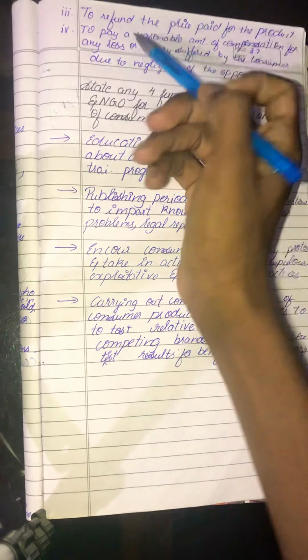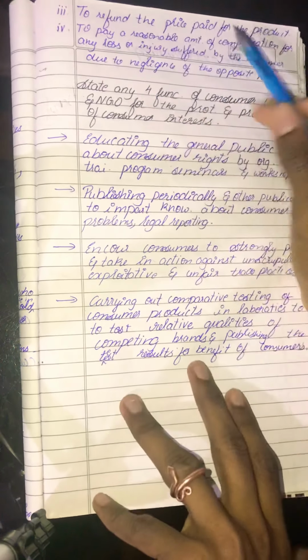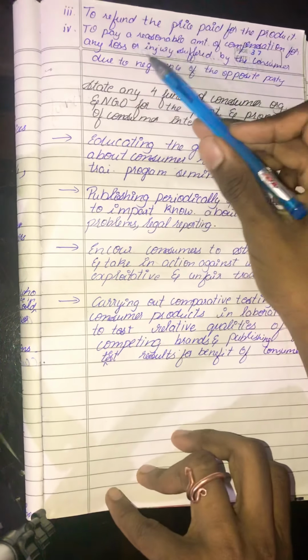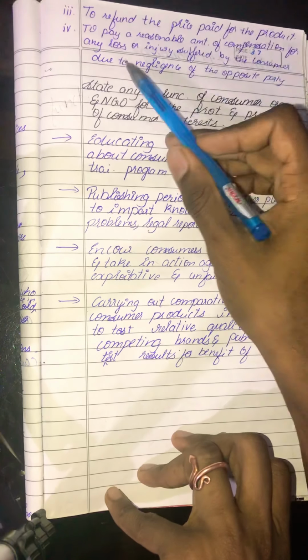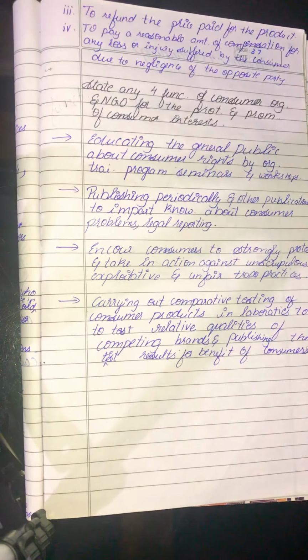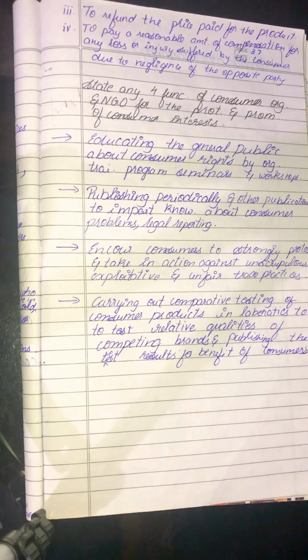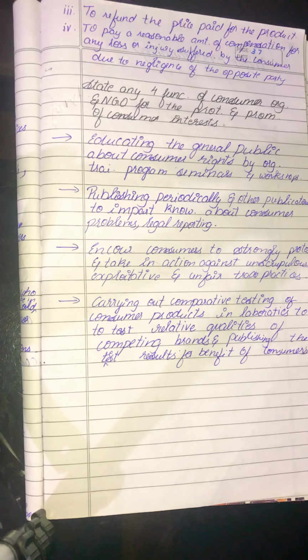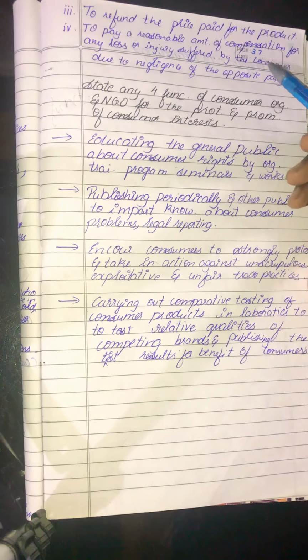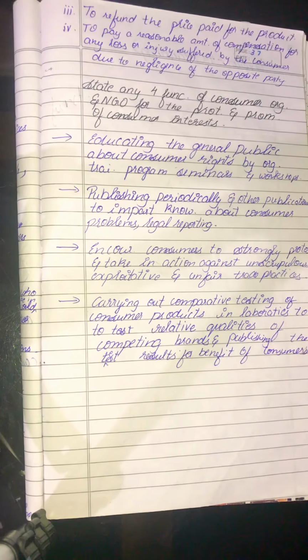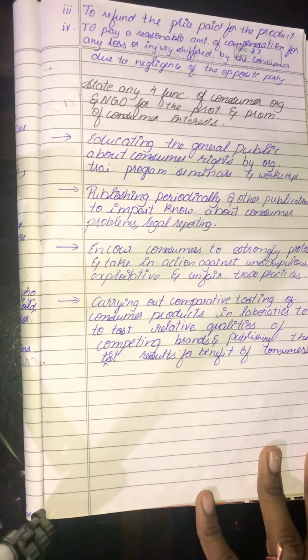And the last important thing is to pay a reasonable amount of compensation for any loss or injury suffered by the consumer due to negligence of the opposite party. So the court can also say that you are supposed to pay a reasonable amount of compensation for any kind of loss or injury suffered by the consumer due to the negligence of the opposite party. It's very simple. It's as simple as that.